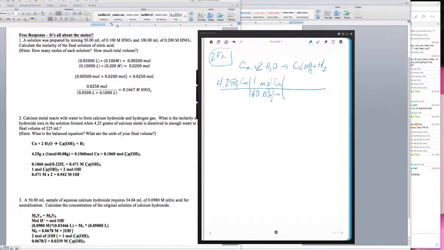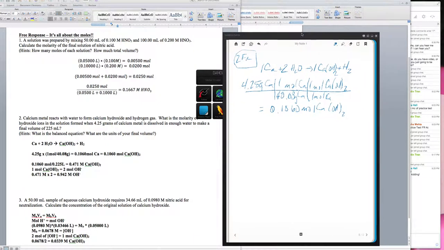And for every 1 mole of calcium, I get 1 mole of calcium hydroxide, according to the balanced equation up here, it's 1 and 1. And so once I multiply that all out, 0.1060 moles of the calcium hydroxide. And then it wants to know, I forget the exact question again already, it wants to know, what is the molarity of the hydroxide ions?